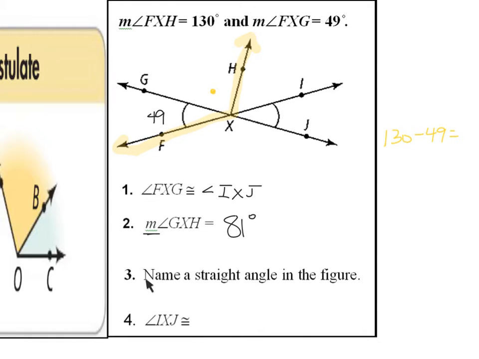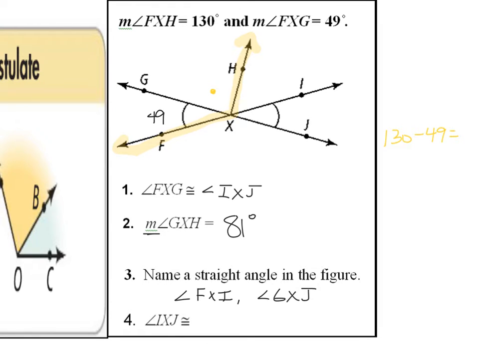Number 3 says name a straight angle in the figure. There's a couple different ways to name it. Remember, a straight angle is an angle that's a straight line. So I'm going to name this angle FXI. That's one possible. Again, it has to be a straight line, F, X, and I, and X is the vertex. Or I could name angle GXJ. Either one would be acceptable.